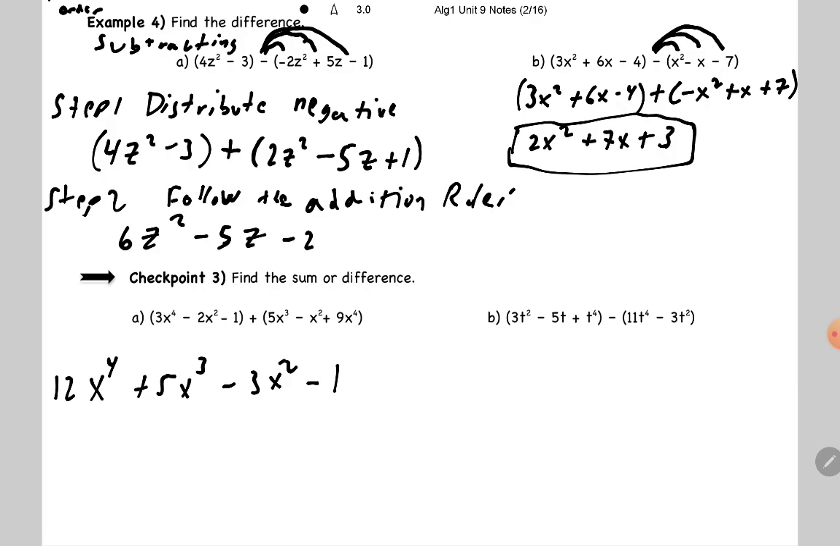Okay. Part B. Okay, so we have a minus sign here, so we're going to distribute the minus sign first. So I have 3t squared minus 5t plus t to the 4th plus a negative 11t to the 4th plus 3t squared.